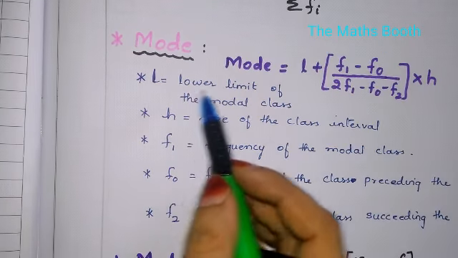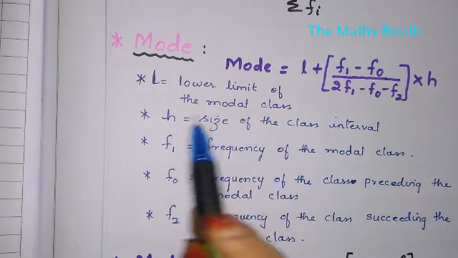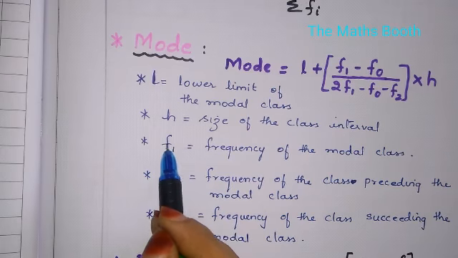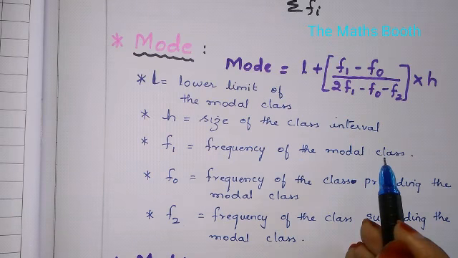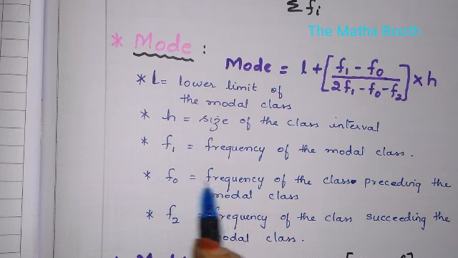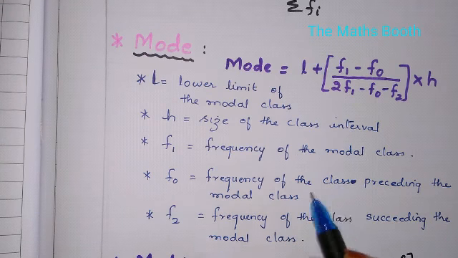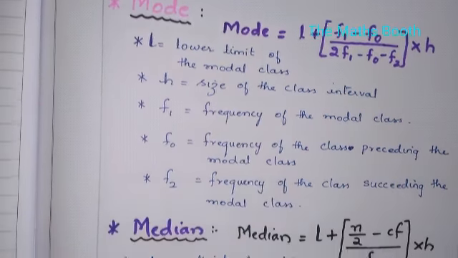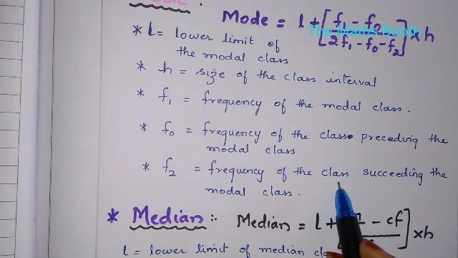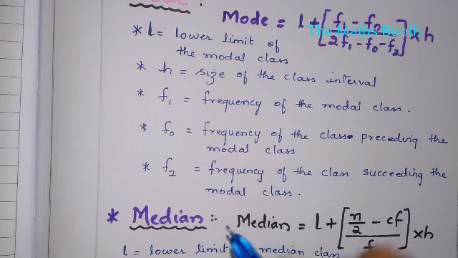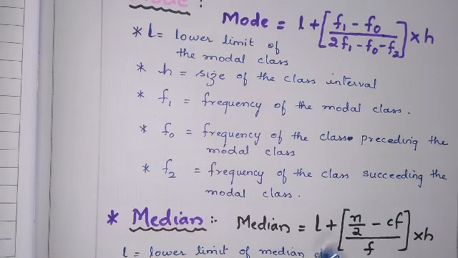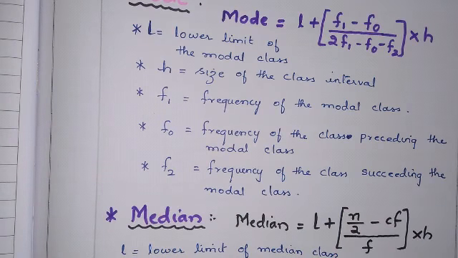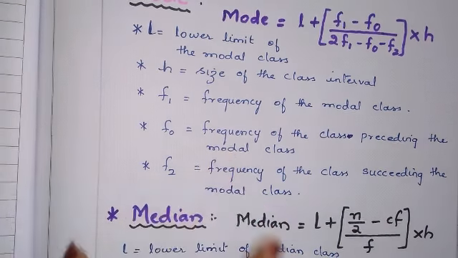Here L stands for lower limit of the modal class, h stands for size of the class interval, f1 is nothing but frequency of the modal class, f0 is frequency of the class preceding, that is above, and f2 is nothing but frequency of the class succeeding the modal class. Succeeding is below, preceding is above. When I explain in detail you will understand it well.